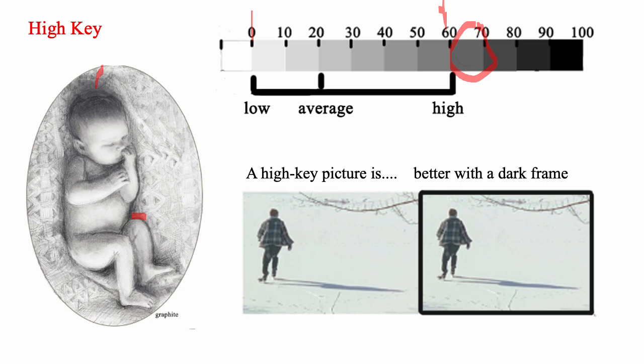Now the problem with high key images is there's nothing to contain the eye since all the edges are light. And this can be remedied by putting a dark frame around it.